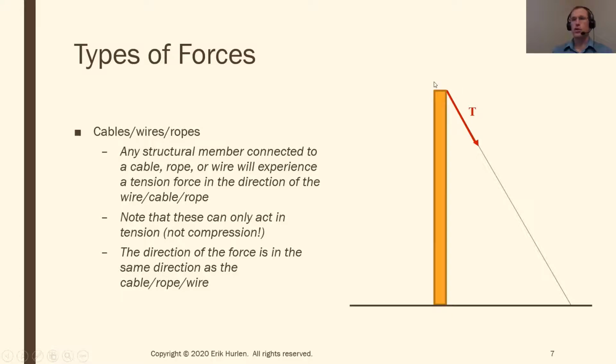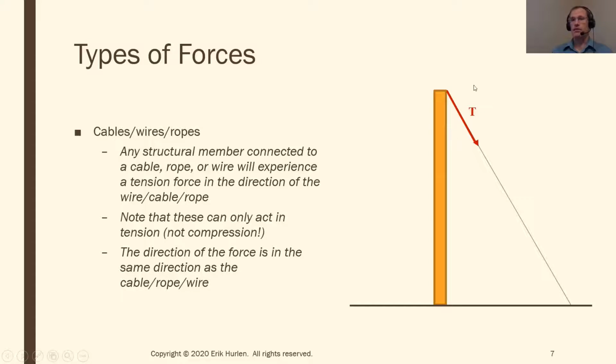And the other thing about ropes, cables, is that this tension force acts in the same direction as the rope. So this cable pointing down to the right in this direction, the tension force acts along that same line. So whatever direction the cable's going in, that's the direction my tension force is going when it acts on this pole.